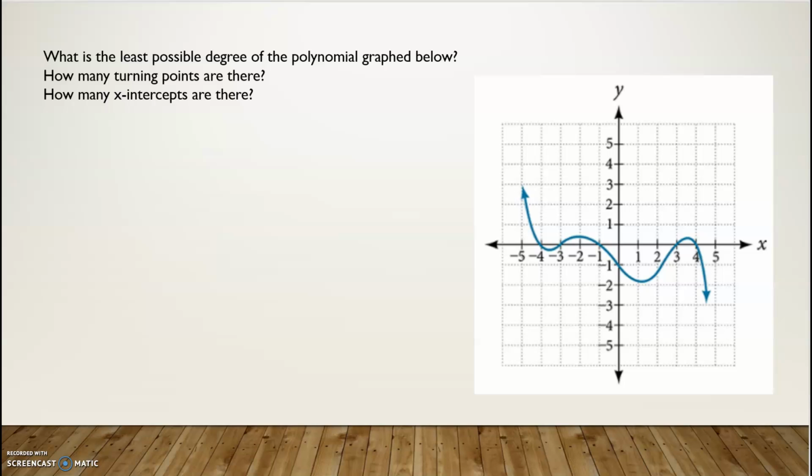Let's look at this one. For x-intercepts, it looks like I have 1, 2, 3, 4, 5 x-intercepts. Let me get rid of those. And then I have 1, 2, 3, 4 turning points. What's the least possible degree of the polynomial? We'll add one more to the turning points, and that would be 5.